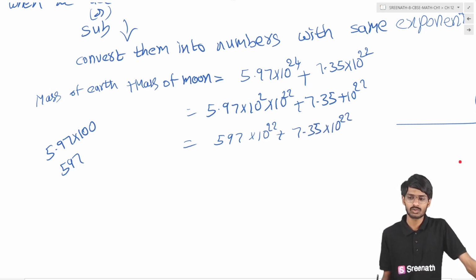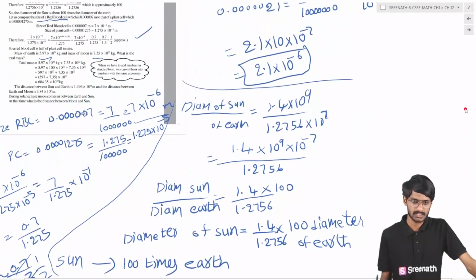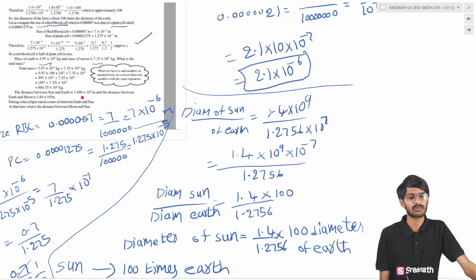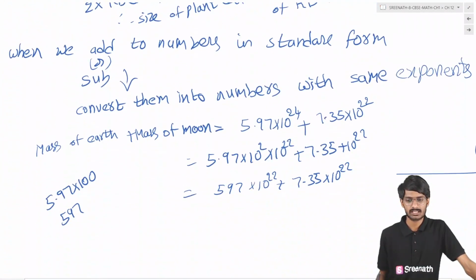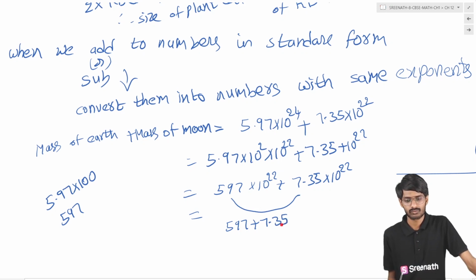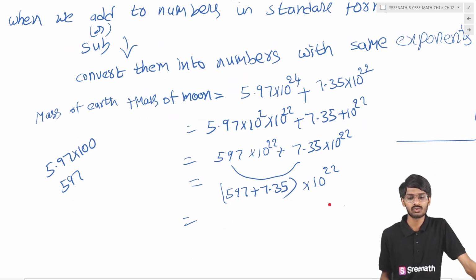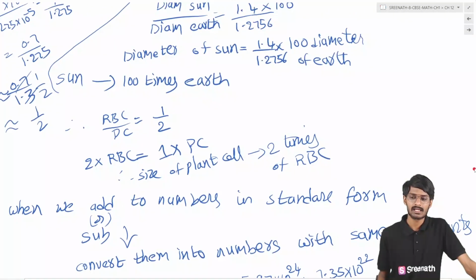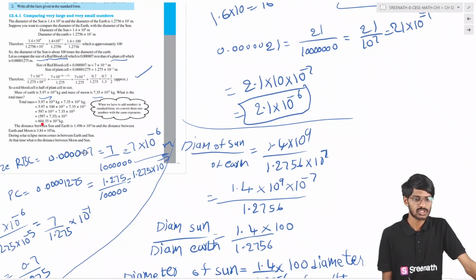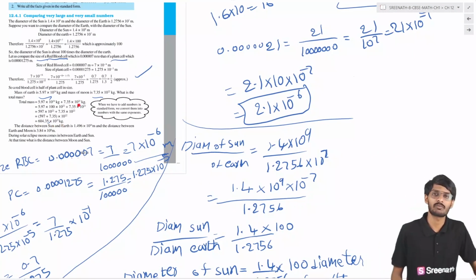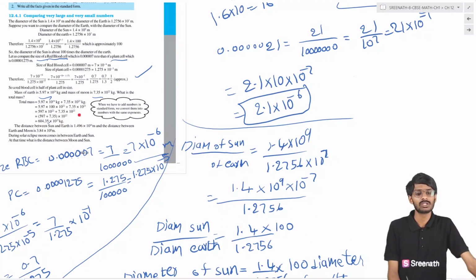So they both have the same exponents, so we can do 597 plus 7.35. Whenever there are same exponents, you simply add the coefficients and multiply with this same exponent, which means we are taking the common exponent out. Adding these gives the answer 604.35 into 10 power 22 kg, students, simply by doing this.